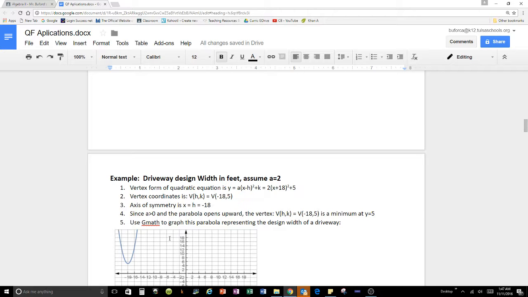Alright, so in step number 4, we see that a is greater than 0. And since a is greater than 0, we know that the parabola opens upward. And if the parabola opens upward, then we know the vertex (h, k), which is (minus 18, 5), is a minimum, because if the parabola opens upward, we know the vertex is represented by a minimum, and in this case that minimum is at the value of y equals 5.